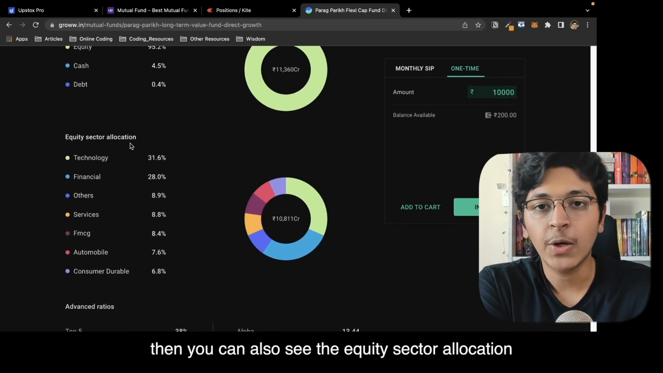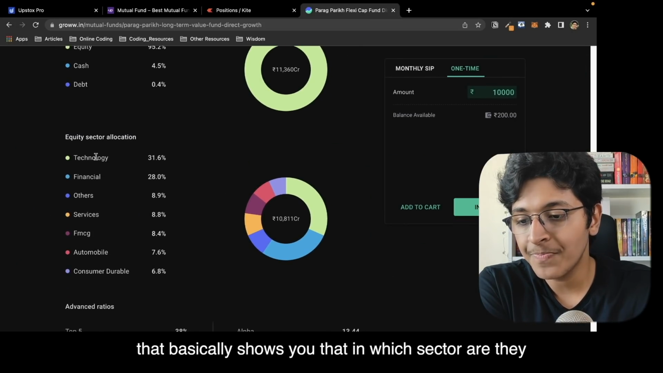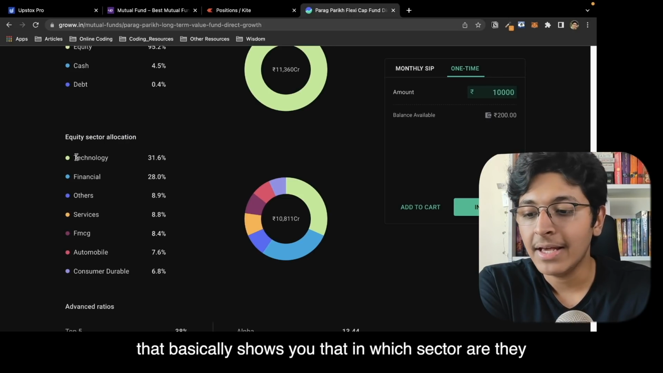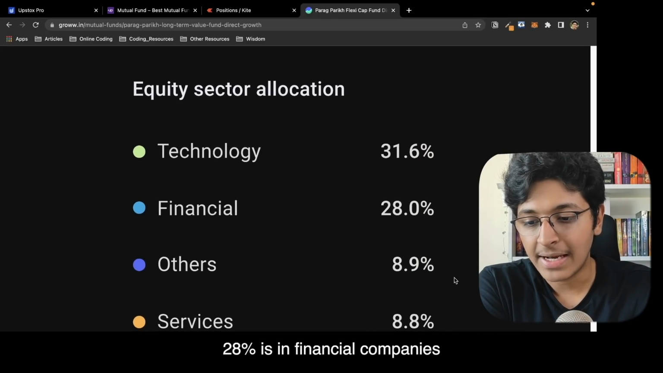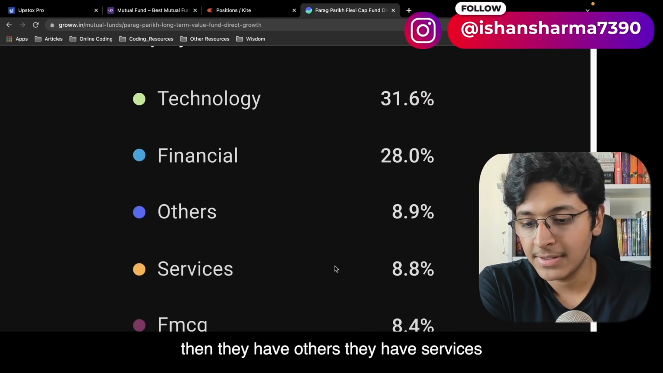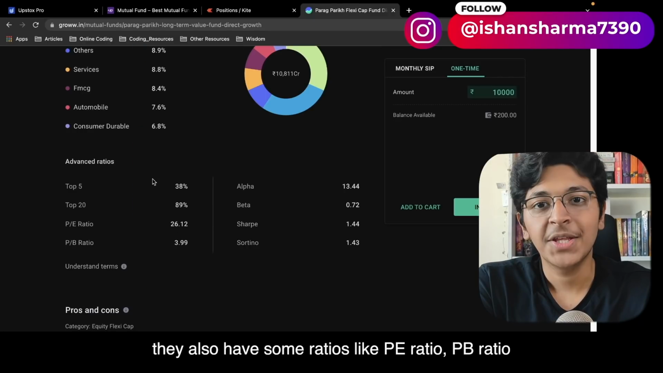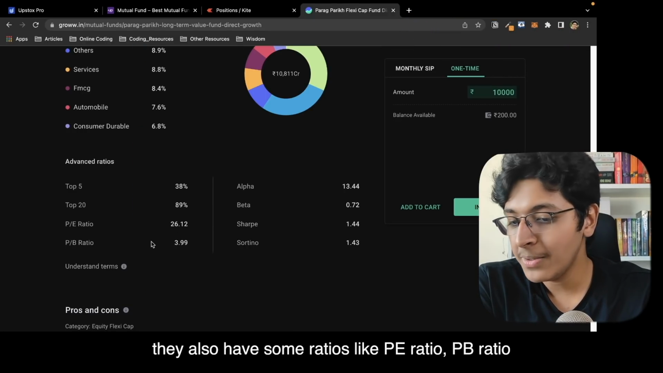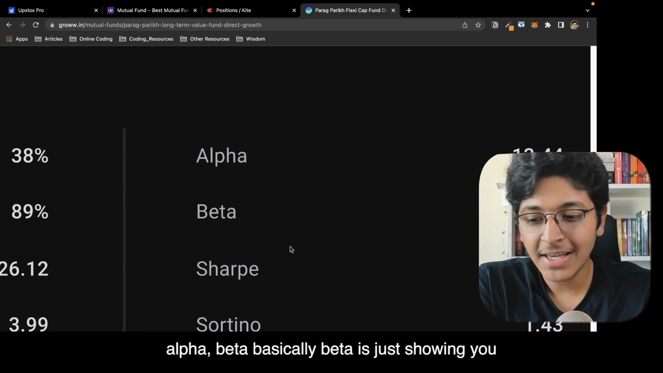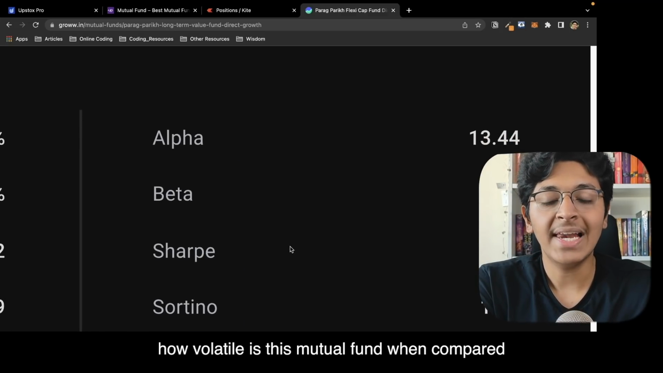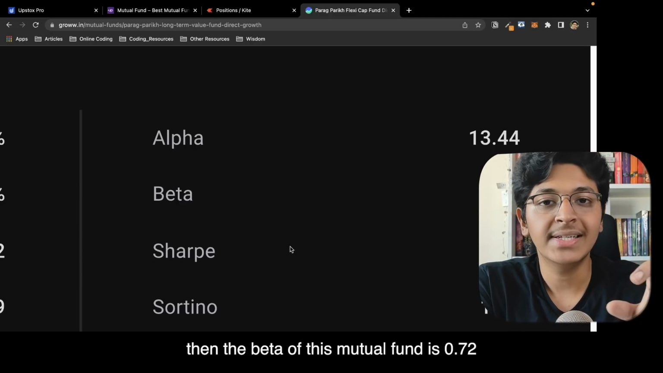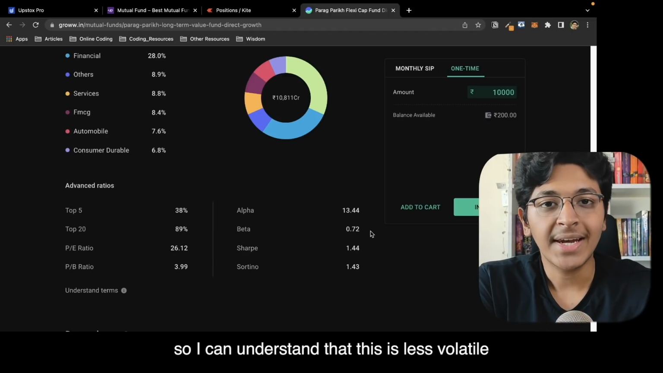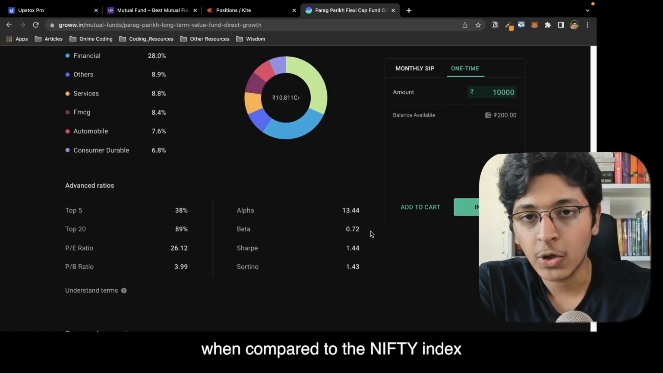Then you can also see the equity sector allocation. That basically shows you in which sectors they are mostly investing, right? So you can see 31% is in technology, 28% is in financial companies. Then they have others, they have services, FMCG, automobile, and they also have some ratios like P/E ratio, P/B ratio, alpha, beta. Basically, beta is just showing you how volatile this mutual fund is when compared to the index. The volatility of the index is taken to be 1, then the beta of this mutual fund is 0.72 in comparison with that 1. So I can understand that this is less volatile when compared to the Nifty index.